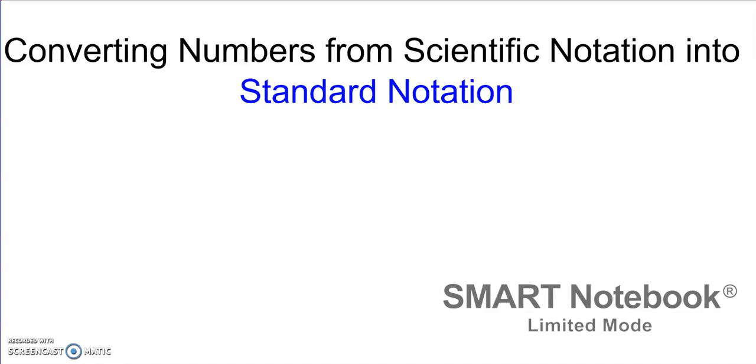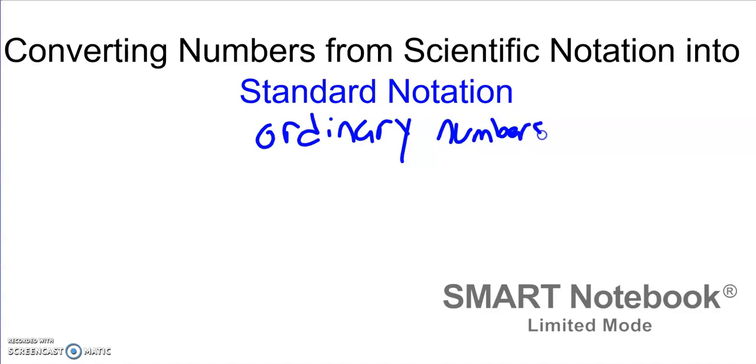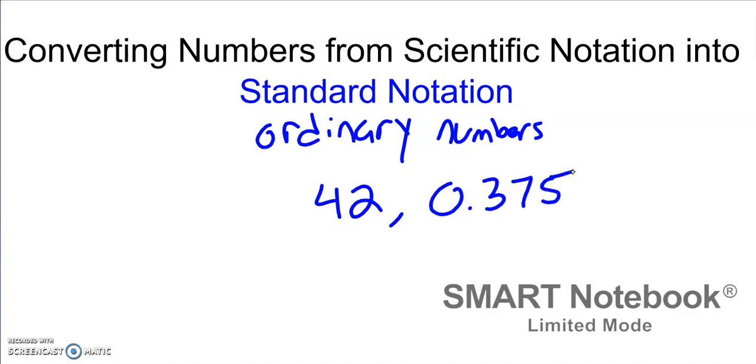All right, welcome back. So today we are going to be talking about how to convert numbers from scientific notation into standard notation. Now, standard notation is just our ordinary numbers. So like 42 is in standard notation. 0.375, that's in standard notation. It's just our ordinary numbers.